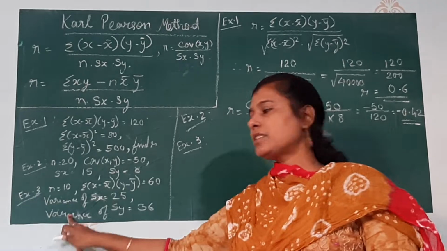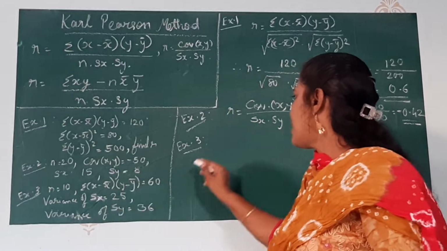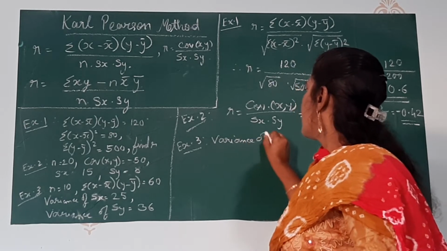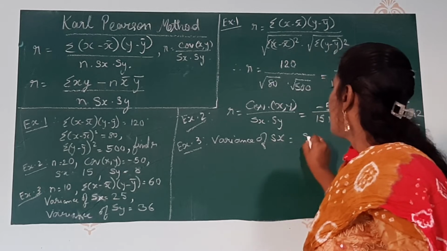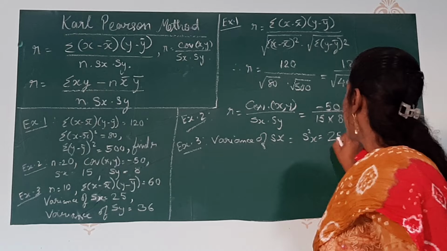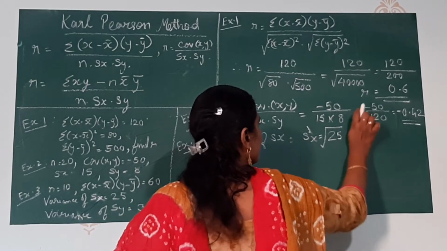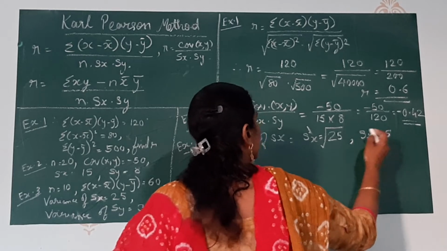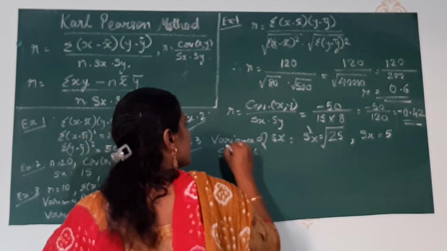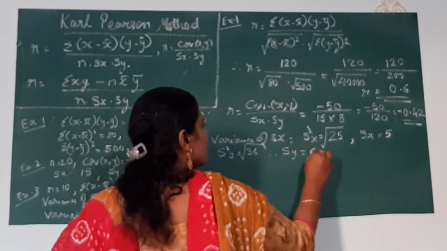Then example 3, we have n 10, sigma (x minus x mean) into (y minus y mean), and the variances. Variance means it is the square of sx, and variance of y means the square of sy. First we will find sx and sy. Variance of x, s square x, equals 25. Then we eliminate the square and put a root on it, so sx equals 5. Similarly, s square y is equal to 36. We will take the root of 36, therefore sy equals 6.